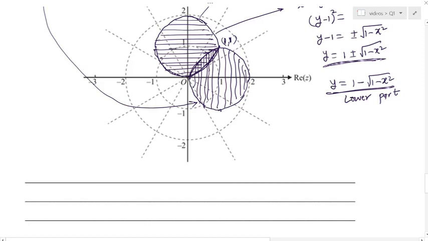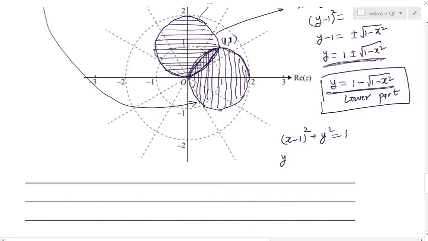Okay, so we got that part, the lower part of this circle, but now we want the upper part of the second circle. Let me box it so that we know that we are going to use this. We need to find the equation of this circle. The equation of this circle is (x minus 1) whole square plus y square equal to 1. So y square is equal to 1 minus (x minus 1) whole square, and that gives you y equal to plus minus square root of 1 minus (x minus 1) whole square.